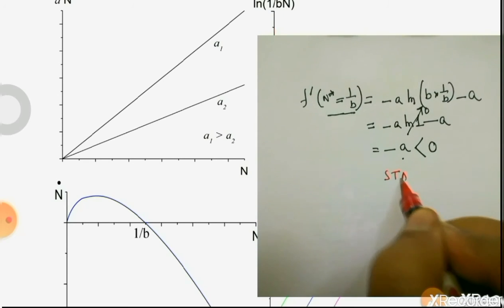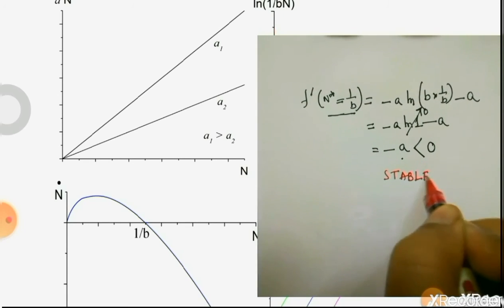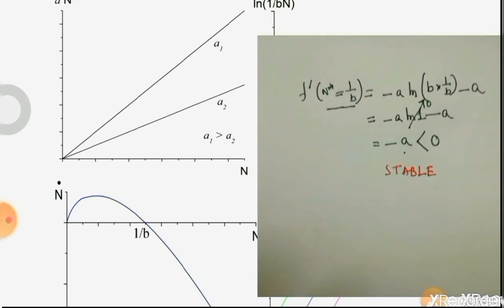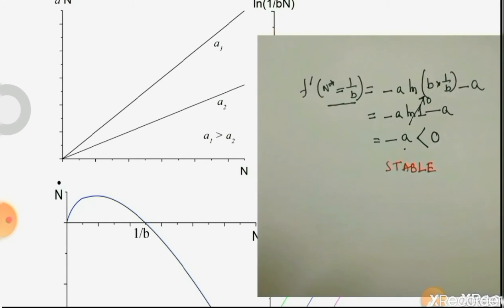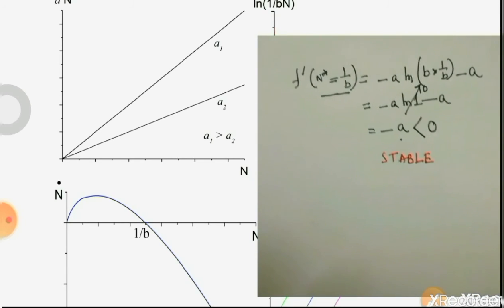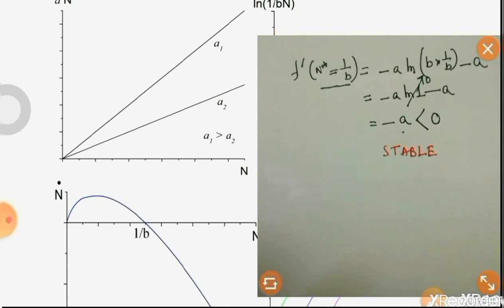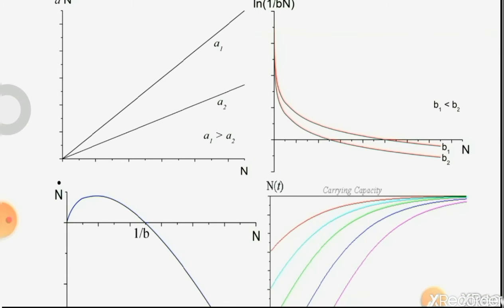n star equal to 1/b is a stable fixed point. So, in this way we can check the stability of a fixed point by linear stability analysis also.